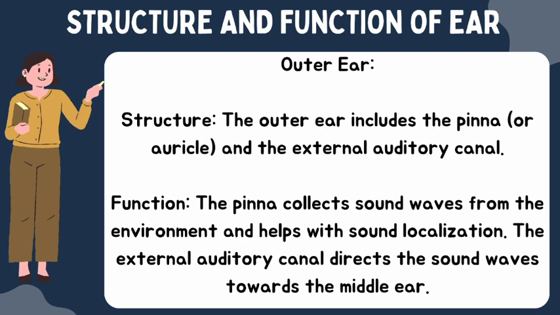First is outer ear. Its structure: the outer ear includes the pinna, or auricle, and the external auditory canal. Function: the pinna collects sound waves from the environment and helps with sound localization. The external auditory canal directs the sound waves towards the middle ear.